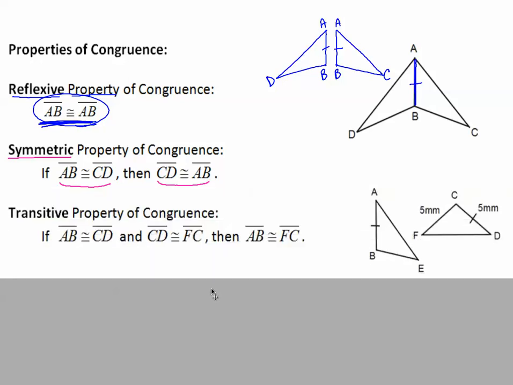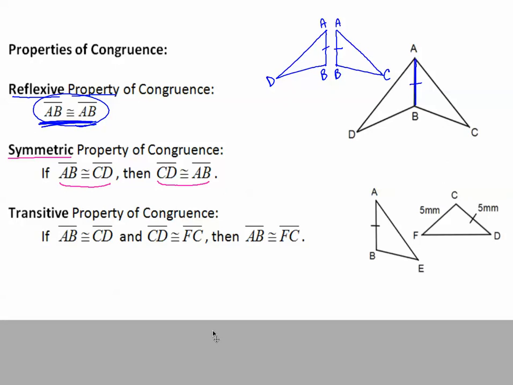Another very useful property is the transitive property for congruence. You've heard transitive property before; transitive property is like transfer. I'm transferring from two congruent statements to a third. It's kind of like the law of syllogism. Let's see how that works.